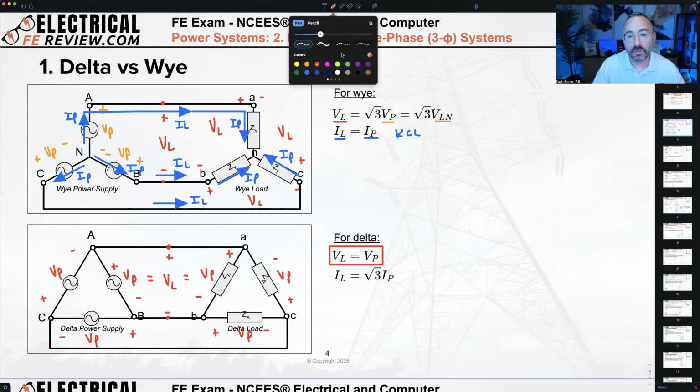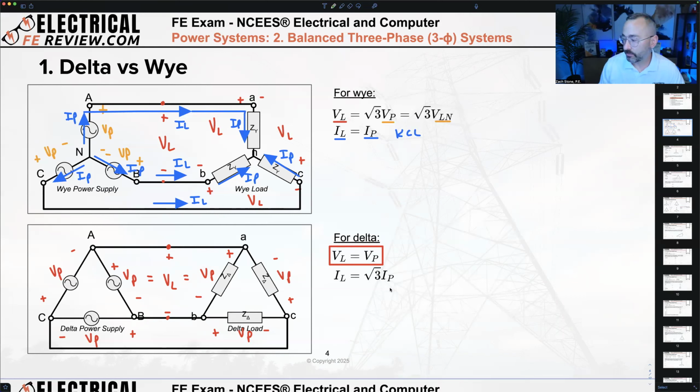Instead, now we have a difference when we look at the phase and line current. So first, we're going to draw out the phase current in green. Starting with the power supply, here's the phase current on A phase, B phase, C phase. Here's the A phase current, B phase current, C phase current. There we go. So I'm just calling these I phase for simplicity.